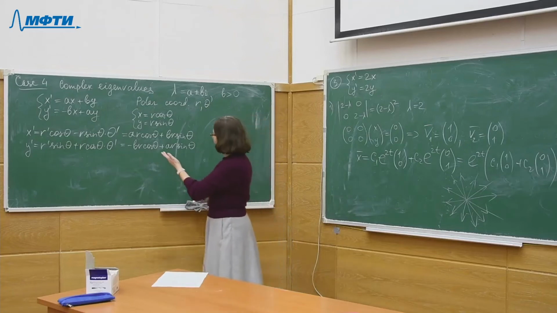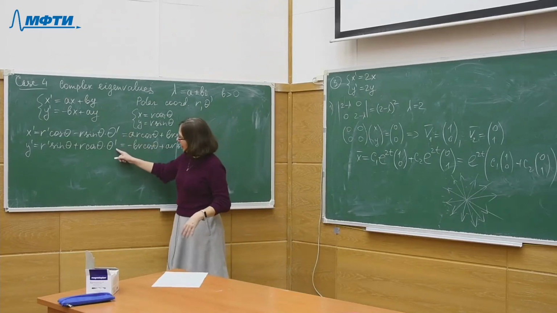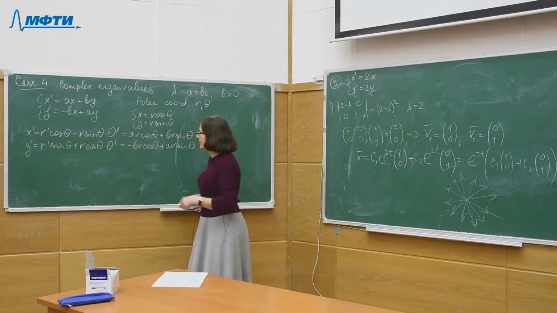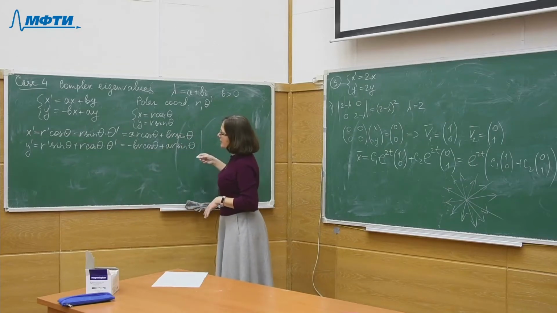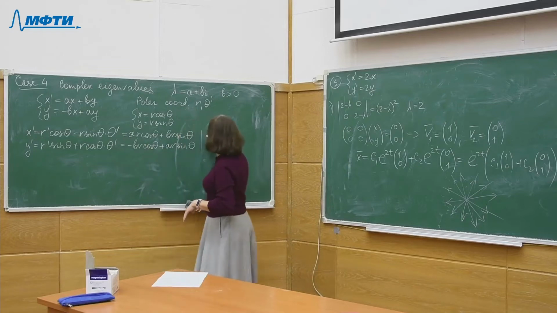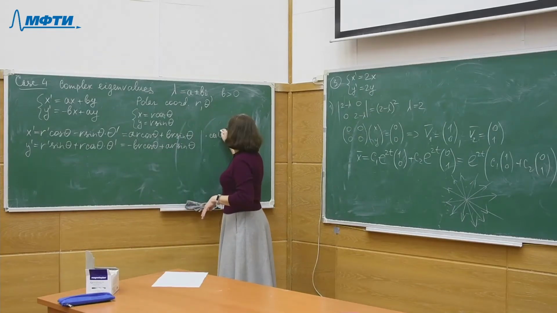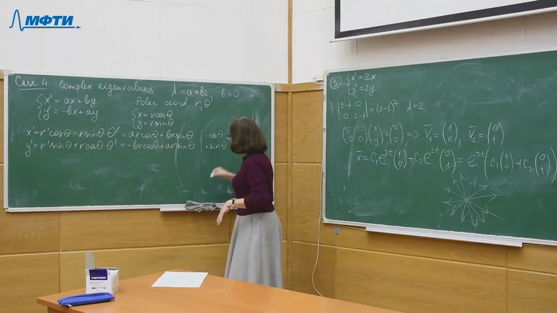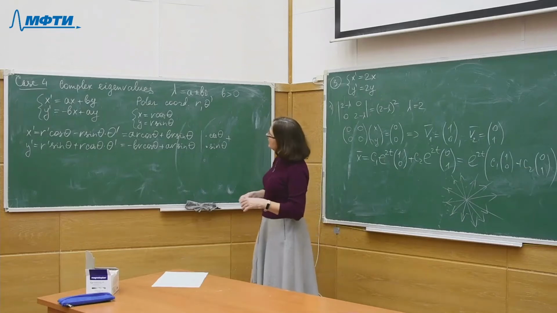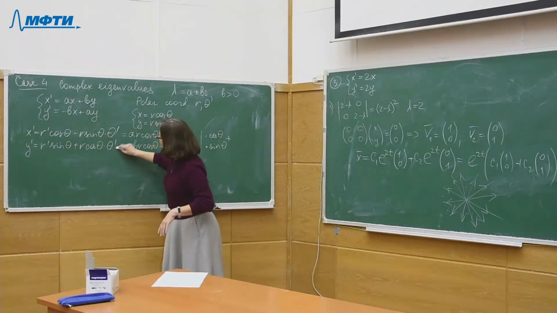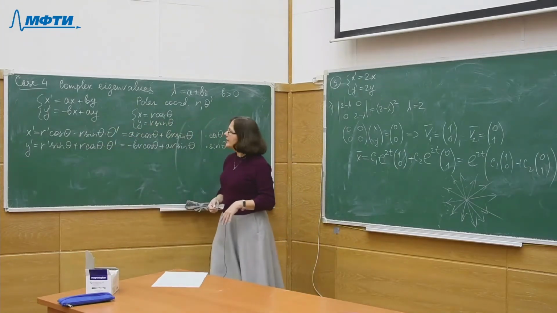And now we want to eliminate theta prime first and r prime then. To eliminate theta prime, I want to multiply the first equation by cos theta and the second one by sine theta and add the equations together. This will eliminate these terms, right? These terms will be eliminated.